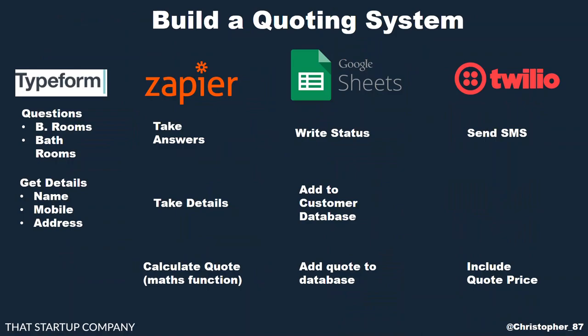Just so we can visualize how this works a little bit better, this is what's going to happen. Typeform is going to ask the following questions: number of bedrooms, number of bathrooms. We're also going to ask for the name, the mobile phone number, and the address. Zapier is going to take those answers, take the details, do the calculation. We're going to write it into Google Sheets with a status that says quoted. We're going to add them to our database, and then we're going to add the total quote to the database. This means we can follow them up later. Then Twilio is going to send that SMS to them, and it's also going to include the quoted price in that message. Email will be the same, it'll just be scripted slightly differently.